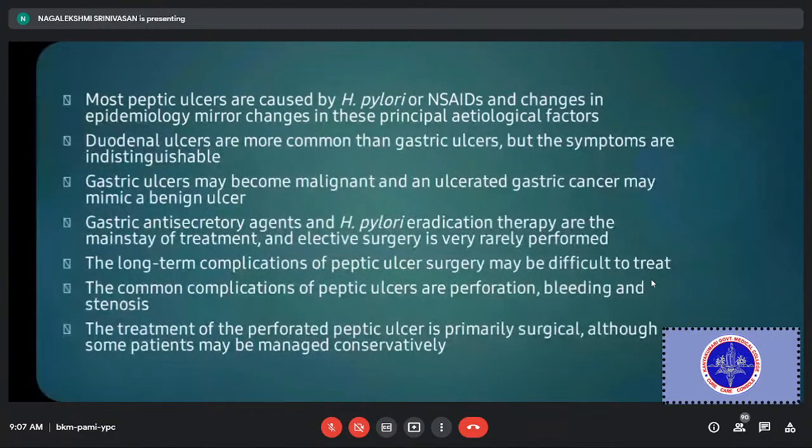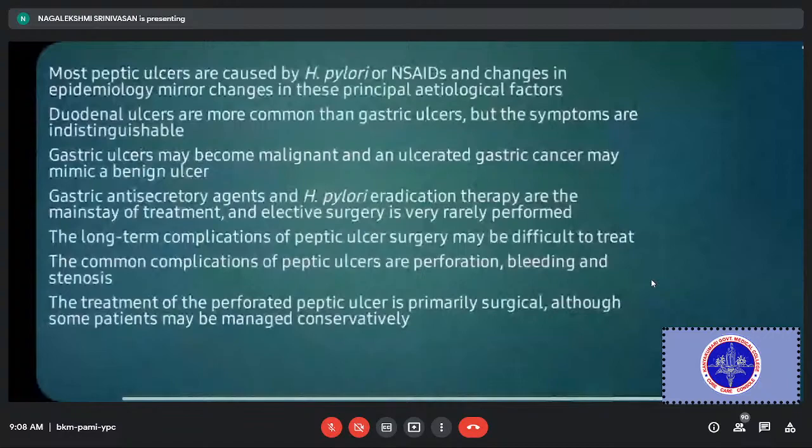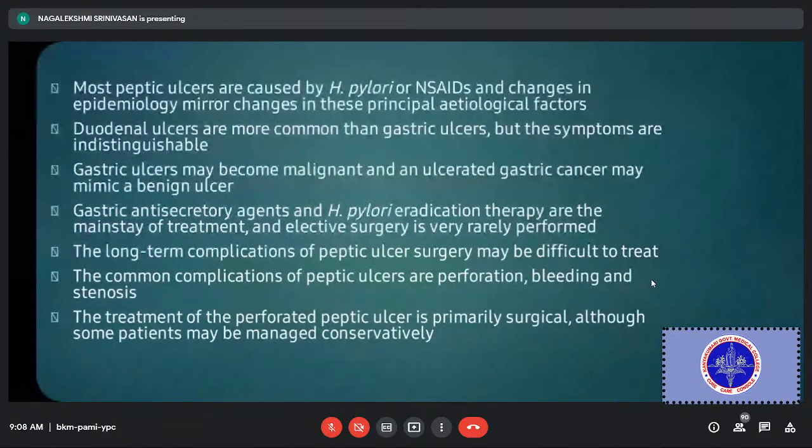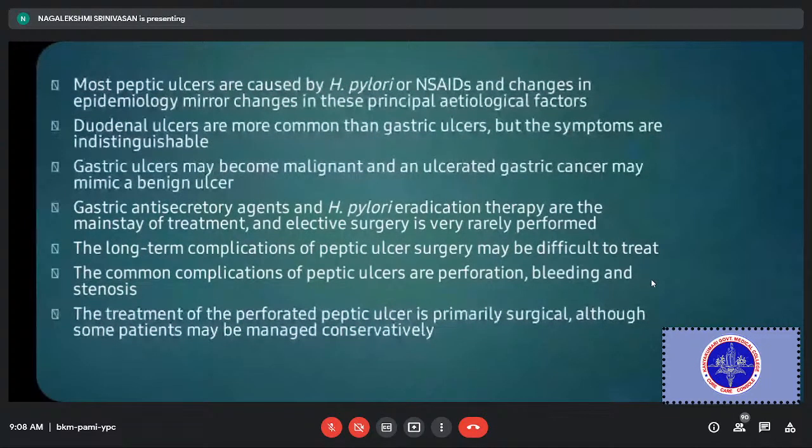Gastric anti-secretory agents and H. pylori eradication therapy are the mainstay of the treatment, and elective surgery is nowadays very rare, it is almost rare for a duodenal ulcer case to go for surgery. The long-term complications of peptic ulcer surgery may be difficult to treat. The common complications of peptic ulcers are perforation, bleeding, and stenosis. The treatment of a perforated peptic ulcer is primarily surgical, although some patients may be managed conservatively, almost nil. Usually we do surgery for perforated peptic ulcer.